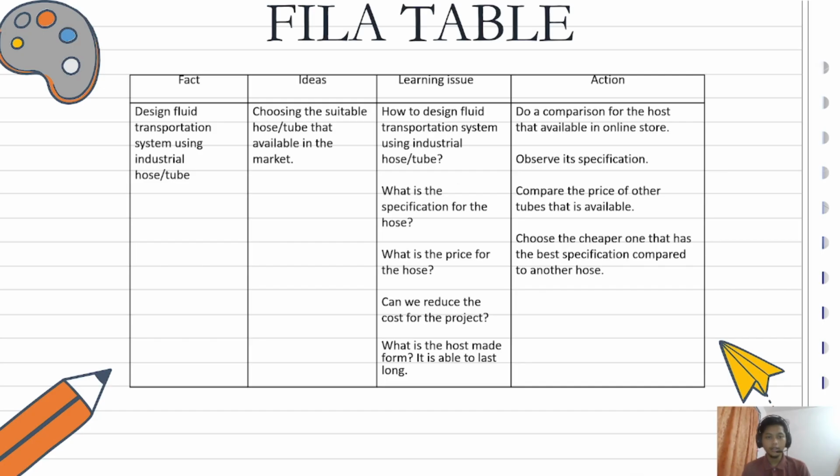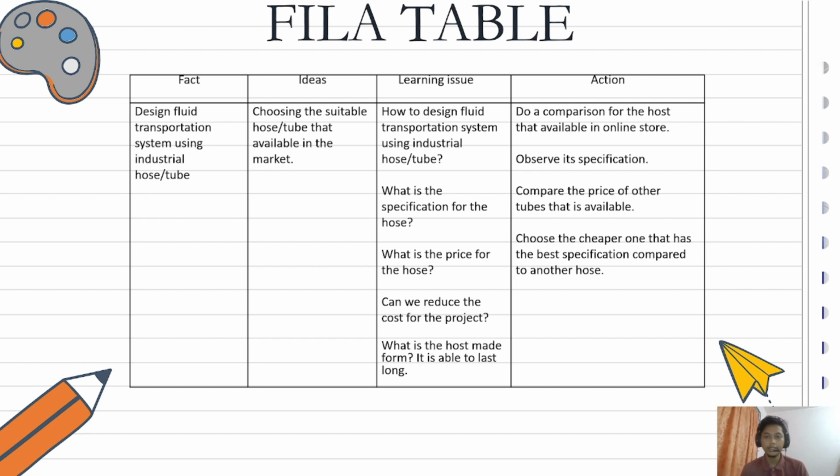For the fact table, the first fact is to design a fluid transportation system using industrial hose or tube. The idea is choosing a suitable hose or tube that is available in the market. The learning issues are how to design a fluid transportation system using industrial hose or tube, what is the specification for the hose, what is the price for the hose, can we reduce the cost for the project, what is the hose made from, and is it able to last long.